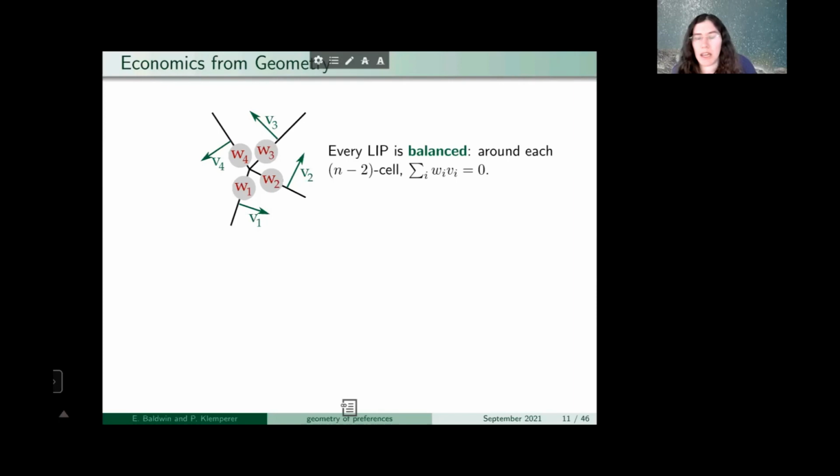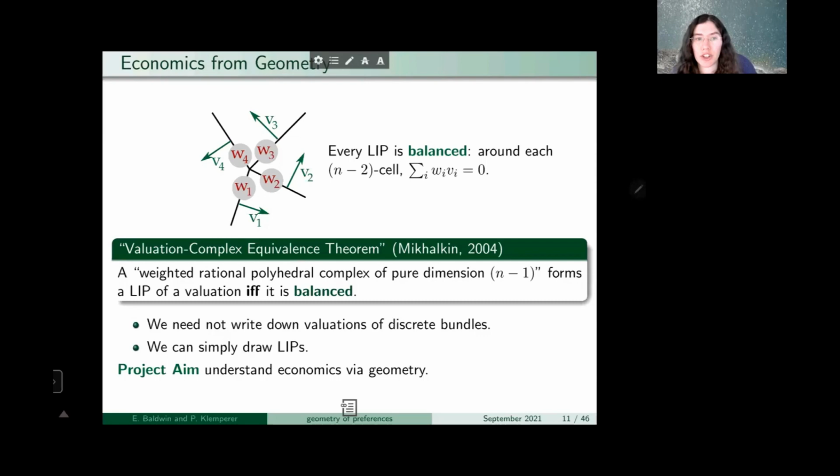So that means if we go in a circle around an n minus 2 cell, if we add up the weights times the normal vectors, taking the primitive integer versions, absolutely, we should get zero. And this is what we call the balancing condition. We see that every lip must be balanced, because if not, you wouldn't have a coherent definition of what's demanded everywhere. So that's a necessary condition for drawing a shape of this kind and it actually corresponding to a valuation at all. But what we see is it's actually a sufficient condition as well.